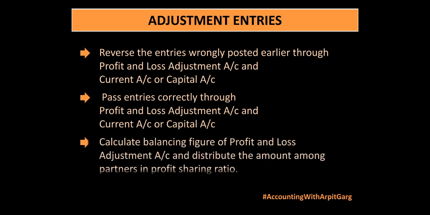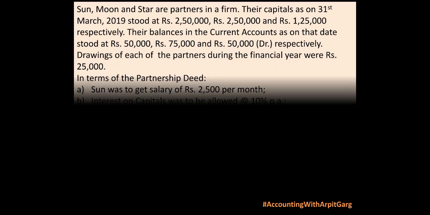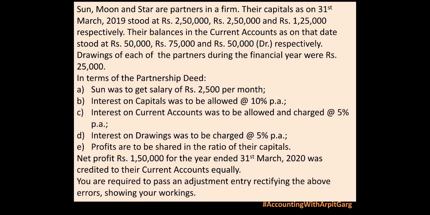Then we will find out the balancing figure of profit and loss adjustment account and will distribute among partners in profit sharing ratio. Let's see this also with the help of an example. This is the same question which we did just now according to adjustment entry. So no need to write the question again, you can see from there. Let's start this.